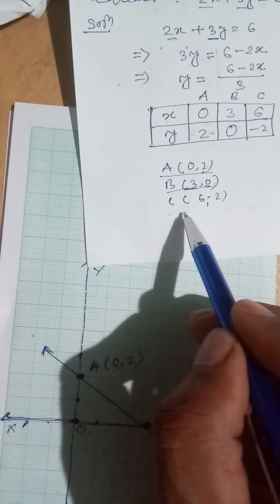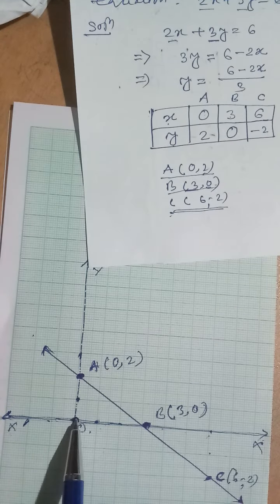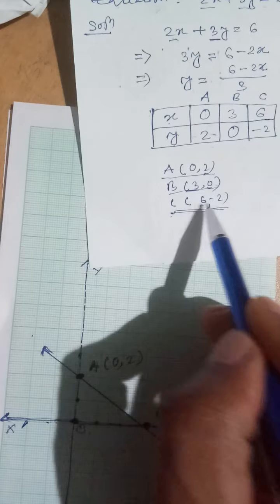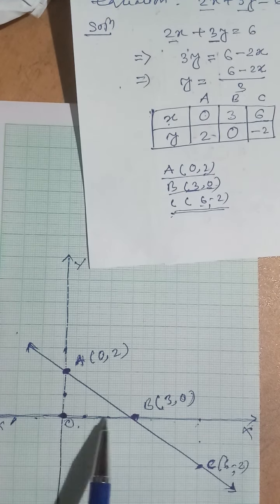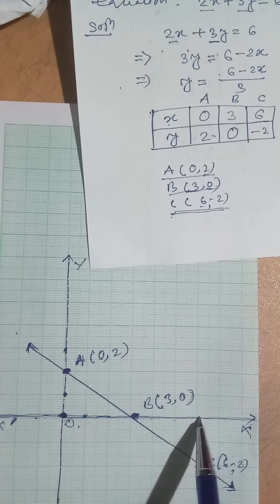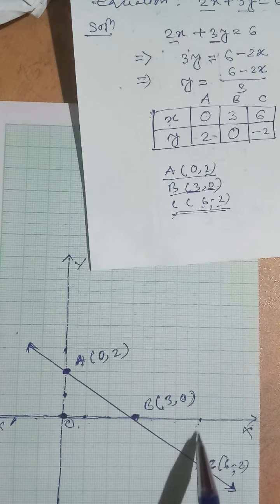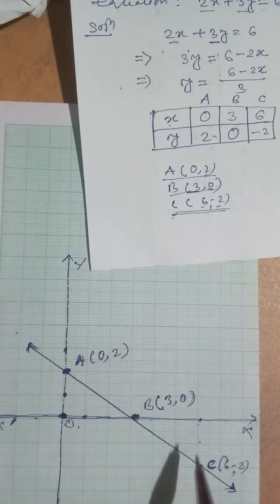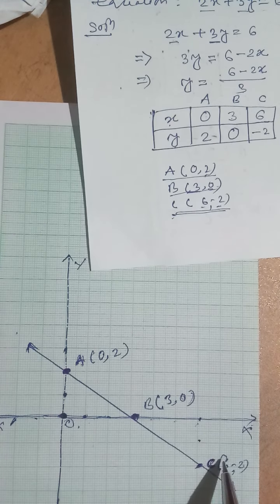Then the coordinates of point C are (6, -2), so first of all we have to move along the x direction, as x is positive, here 6, so we have to go 1, 2, 3, 4, 5, 6 steps. The ordinate is minus 2, so we must go 2 steps along the y dash direction, 1, 2. This is the point C of coordinates (6, -2).